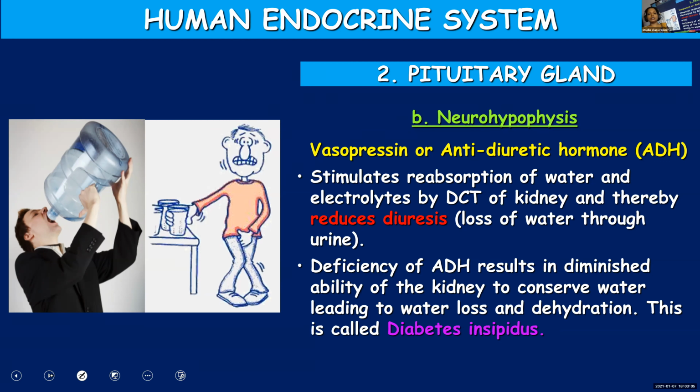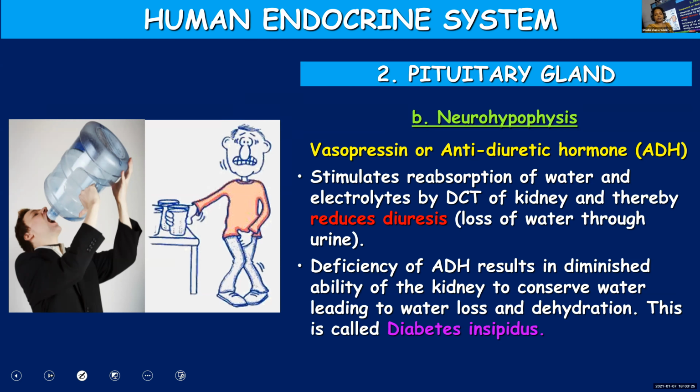The significance of vasopressin. Vasopressin, we even call it as anti. Anti means against. Anti-diuretic, which will prevent diuresis. Diuresis is the loss of water from the body through urine. So when this hormone is present, it will promote reabsorption of water and electrolytes. So water loss through urine will be minimized.